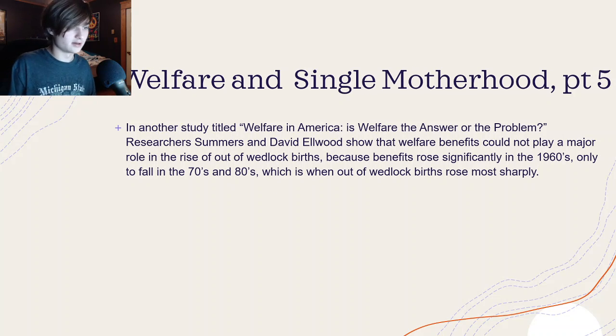In another study titled Welfare in America: Is Welfare the Answer or the Problem?, researchers Summers and David Ellwood show that welfare benefits could not play a major role in the rise of out-of-wedlock births, because welfare benefits rose significantly in the 1960s, only to fall in the 70s and 80s, which is the period when out-of-wedlock births rose most sharply.